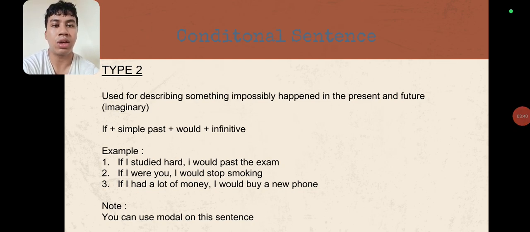Okay, next is type 2. Type 2 is usually used for describing something that is impossible to happen in the present and future. This type of conditional sentence is also known as the imaginary sentence. The pattern is if plus simple past, plus would plus infinitive. For example, if I studied hard, I will pass the exam. If I were you, I will stop smoking.